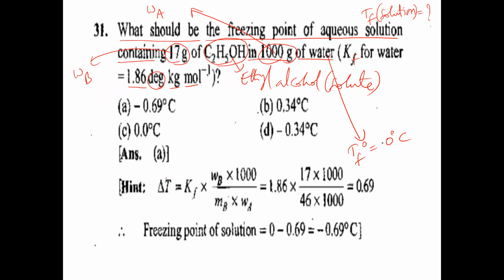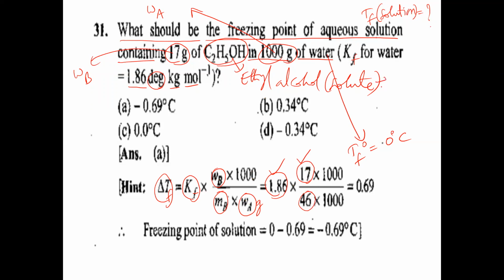Okay, now delta TF is equal to what? Kf value, the molar depression constant, into weight of solute by gram molecular weight of solute, into 1000 by weight of solvent in grams. Okay, now here what is the Kf value? 1.86 is given, and weight of solute how much? 17 grams.